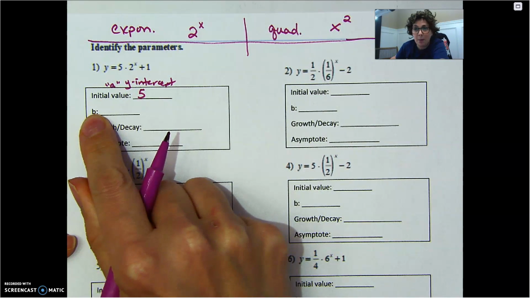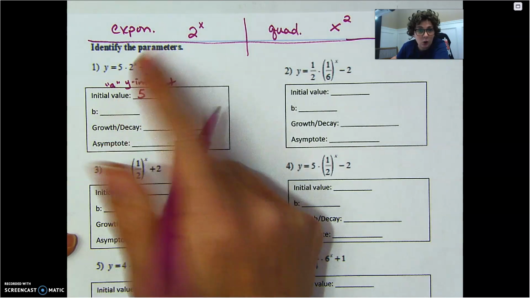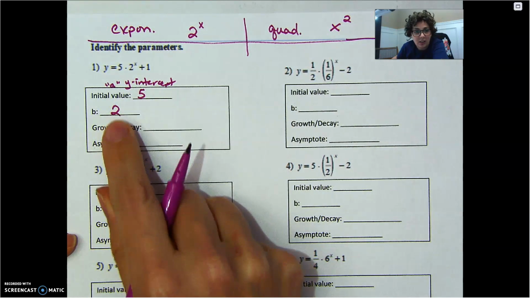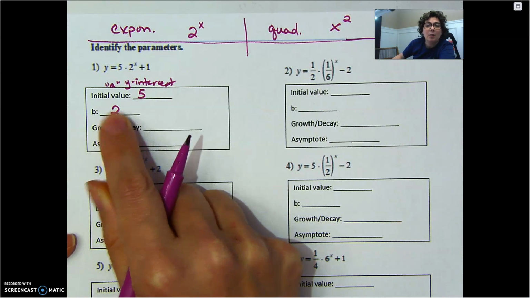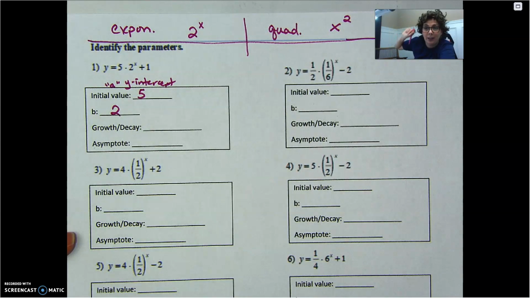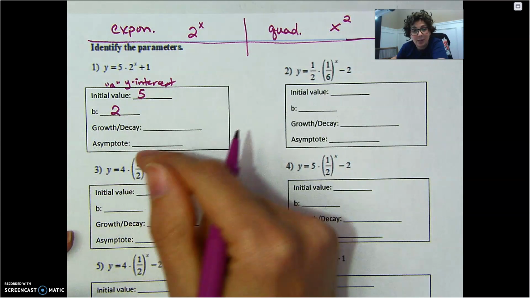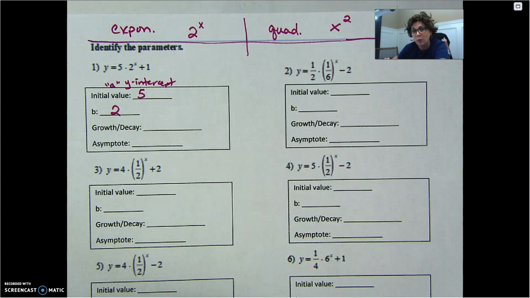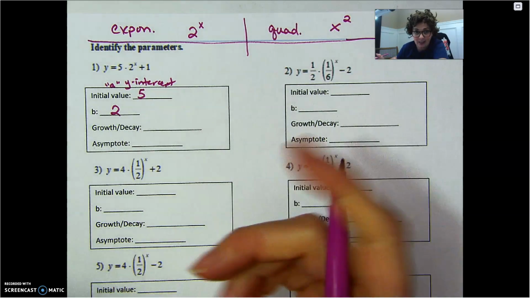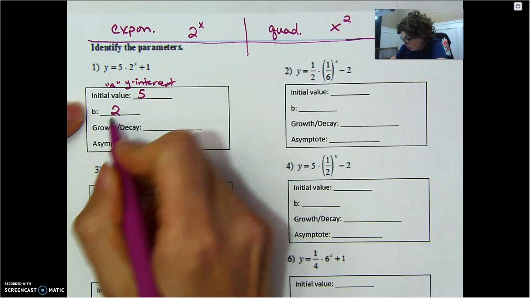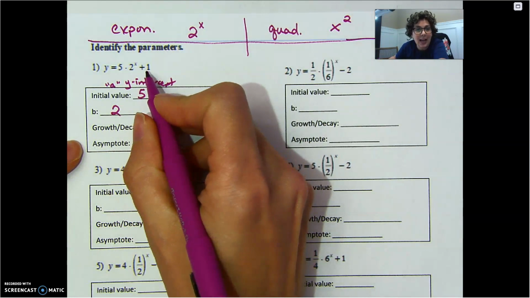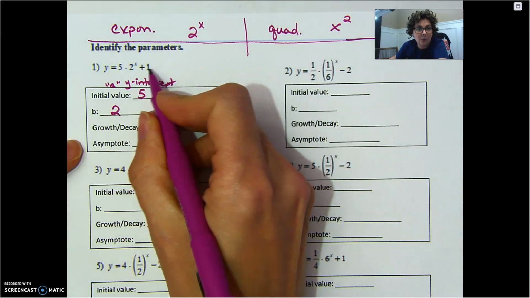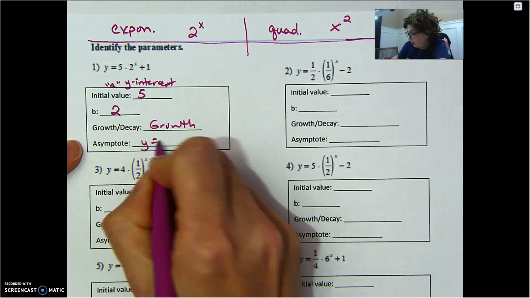The B here, that's the base. The base is 2. So then the question is, is it growth or decay? That's based on the base. If it's a number larger than 1, then it's growing. You'll have exponential growth. If it's a number less than 1, like a half or a fourth or 0.2222222, that's decay because it's less than 1. So a base of 2 would be growth. The asymptote is the number that's added or subtracted at the end. Right here we have an asymptote of 1, so we would say y equals 1.